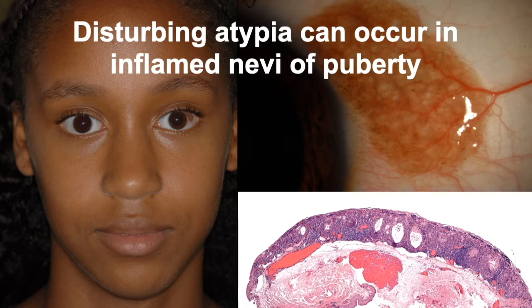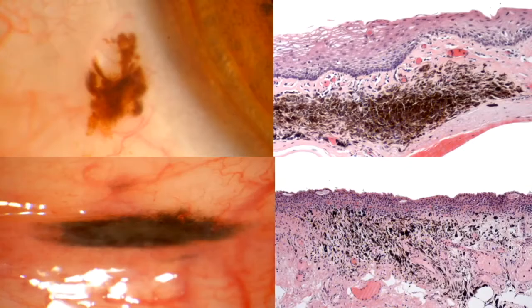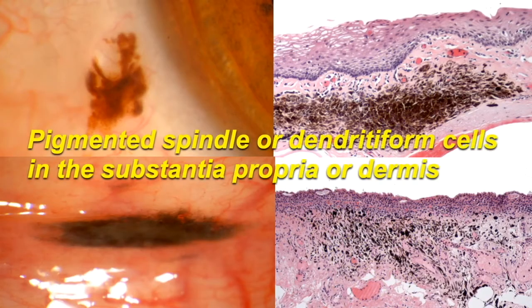Inflamed nevi of puberty may have disturbing, atypical histopathologic features. However, malignant melanoma is rare in childhood, and the rate of malignant transformation of nevi to melanoma is less than 1%. I typically diagnose such cases as inflamed nevi with severe atypia, and I recommend total excision and careful follow-up. Blue nevi occasionally occur in the conjunctiva.